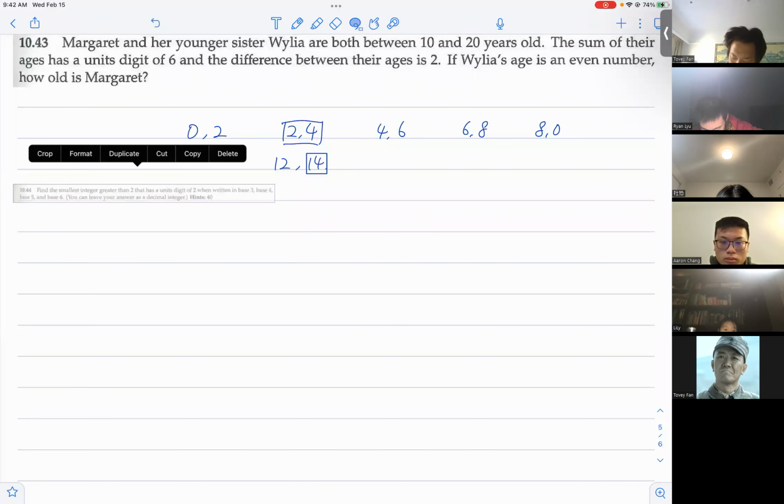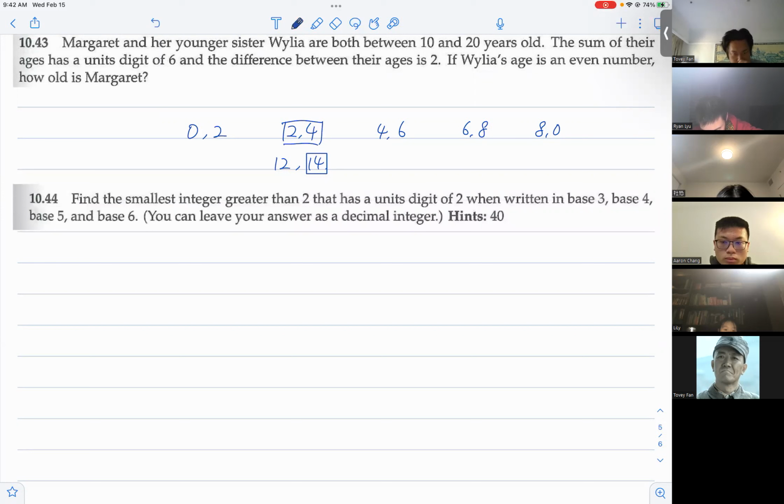Okay, so Lily. Smallest integer greater than 2 and has a unit digit of 2 when written in base 3, base 4, base 5, and base 6.